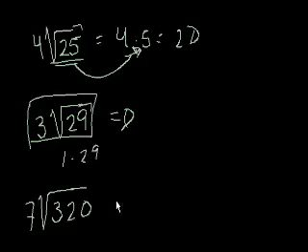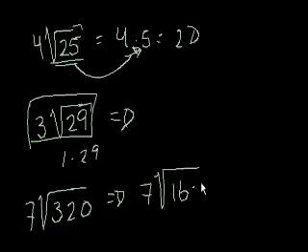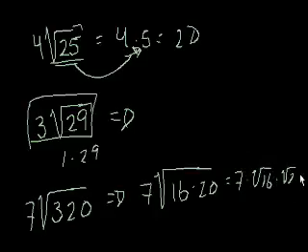So let's try that. So that equals 7 times the square root of 16 times 20, right? Well, that just equals 7 times the square root of 16 times the square root of 20. 7 times the square root of 16. Square root of 16 is 4, so 7 times 4 is 28. So that's 28 times the square root of 20.